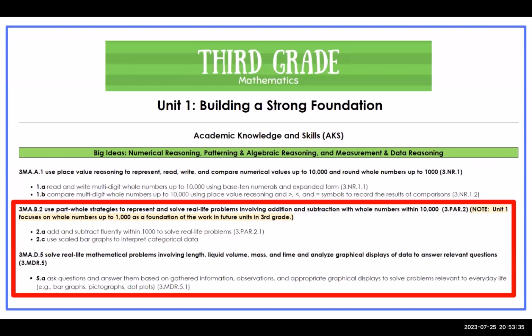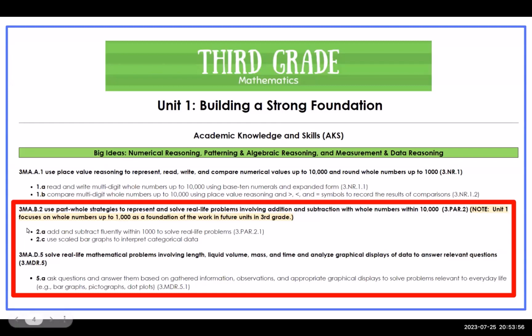AKS 2 and IOAs 2A and 2C require students to work to build fluency with addition and subtraction within 1,000. This AKS and IOAs continue the work with addition and subtraction within 1,000 that was taught in 2nd grade.